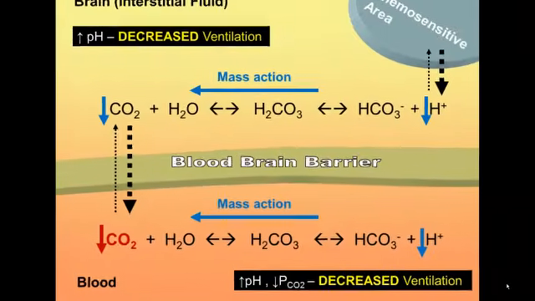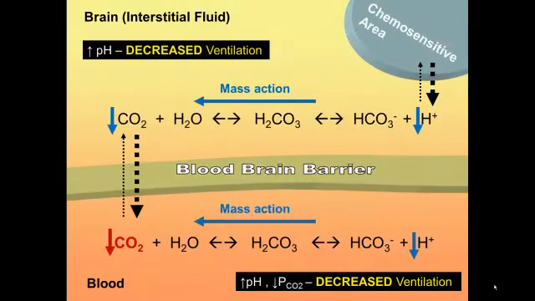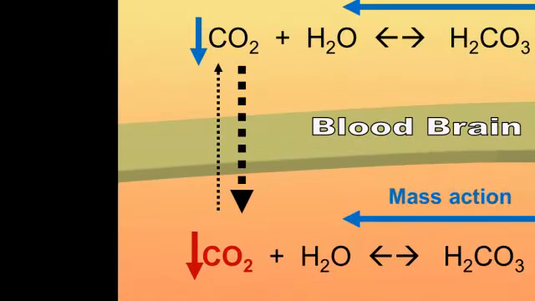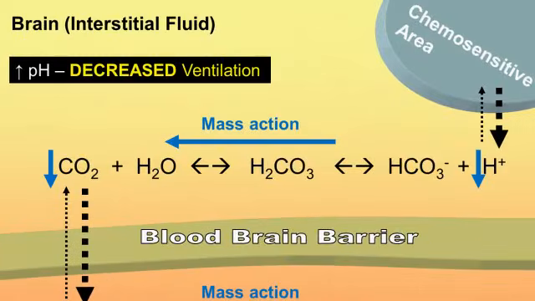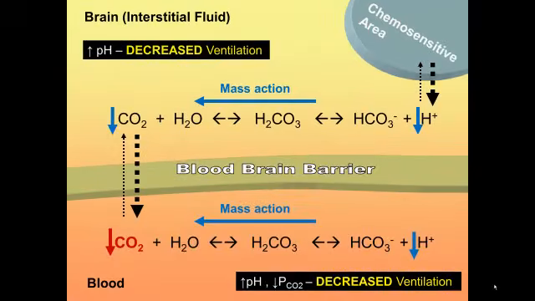And then on the brain side, the decrease in the carbon dioxide concentration in the blood will cause a net movement of carbon dioxide out of the brain ISF, thereby shifting the reaction leftward and promoting an increase in the pH in the brain ISF. This will be detected by the central chemoreceptors, which will promote a decrease in ventilation.